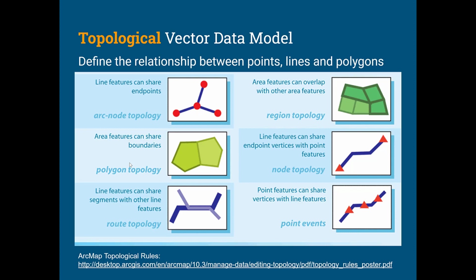Then how about the topological vector data model? What is topological? Relationship, right? Topological relationship, or topology, defines the relationship between points, lines, and polygons. To make a long story short, it is a set of rules to define those relationships. Let me give you an example. We have this so-called polygon topology. You can define that those two polygons have to share this boundary. It doesn't matter how you change projection or distort the shapes, they have to share this boundary.